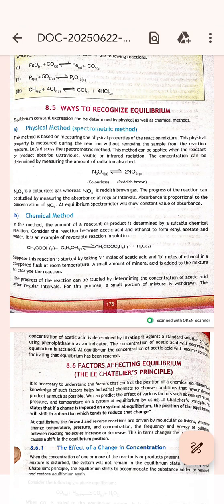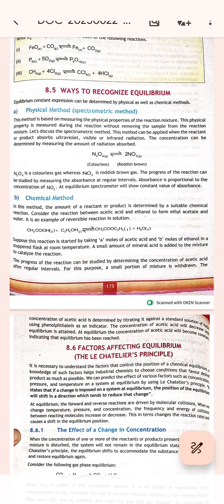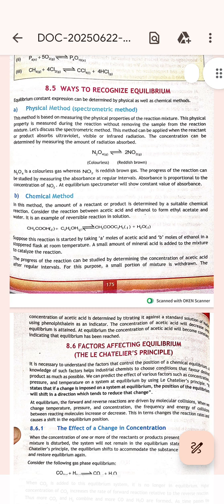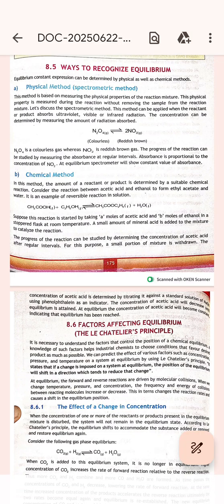The progress of reaction can be studied by measuring the absorbance at regular interval. Absorbance is proportional to the concentration of NO2. At equilibrium, the spectrometer will show constant value of absorbance. So basically this is a physical property, and this is also called spectrometric method, and in this the reactant or product absorbs different radiations, and the amount or the concentration can be determined by these radiations absorbed.